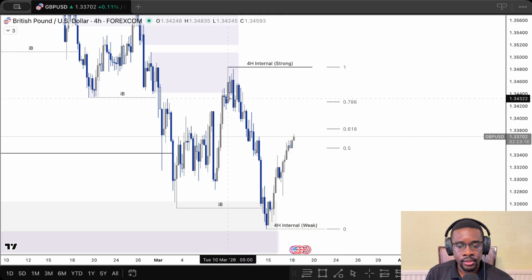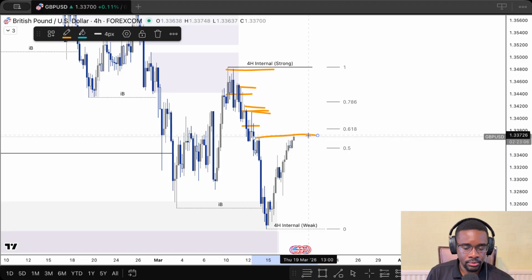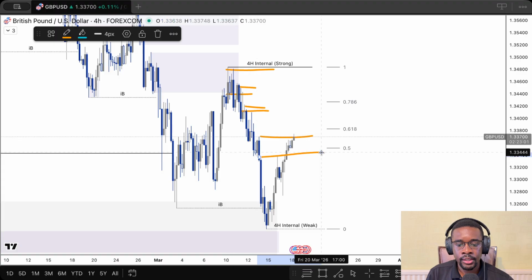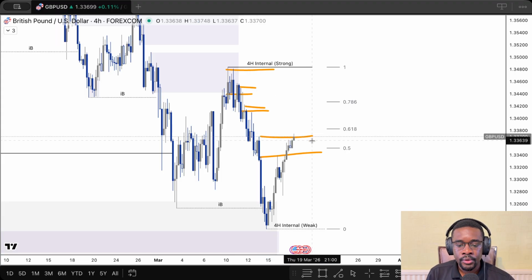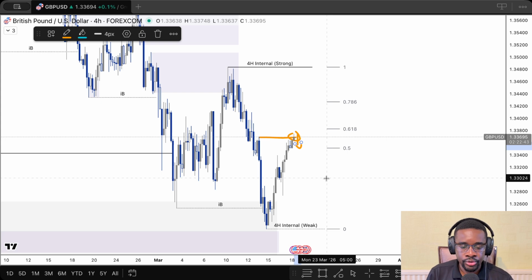So do we have any clean areas at the top? Everything has been mitigated. We do not have any clean areas. And this was the last area that had an imbalance. That imbalance has been filled and the area has been swept, which is a good sign, because that means we have a structure that has been swept, and we could start looking for price to reject and push down.